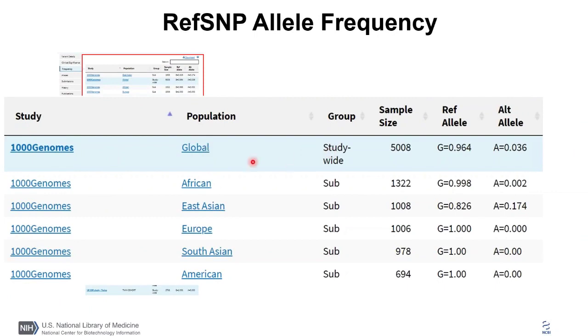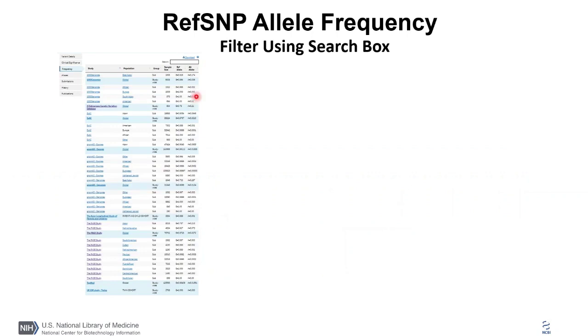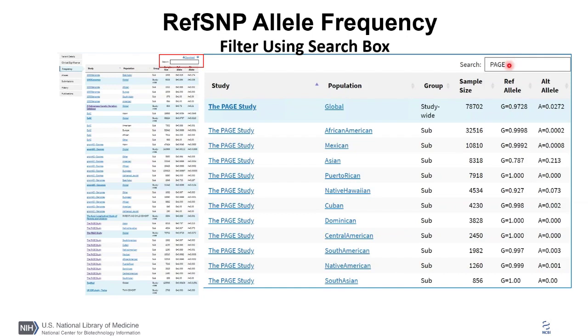It shows you the study-wide, the global frequency data, including sample size, the reference allele and alternate allele frequency, and then also the subpopulations. There are a couple other tools on this table that help you narrow down to your population of study of interest. That includes a search filter box up here. So for instance, you can just start typing the study name, and then it will narrow the result down to just that study, and then it shows you the result for that.